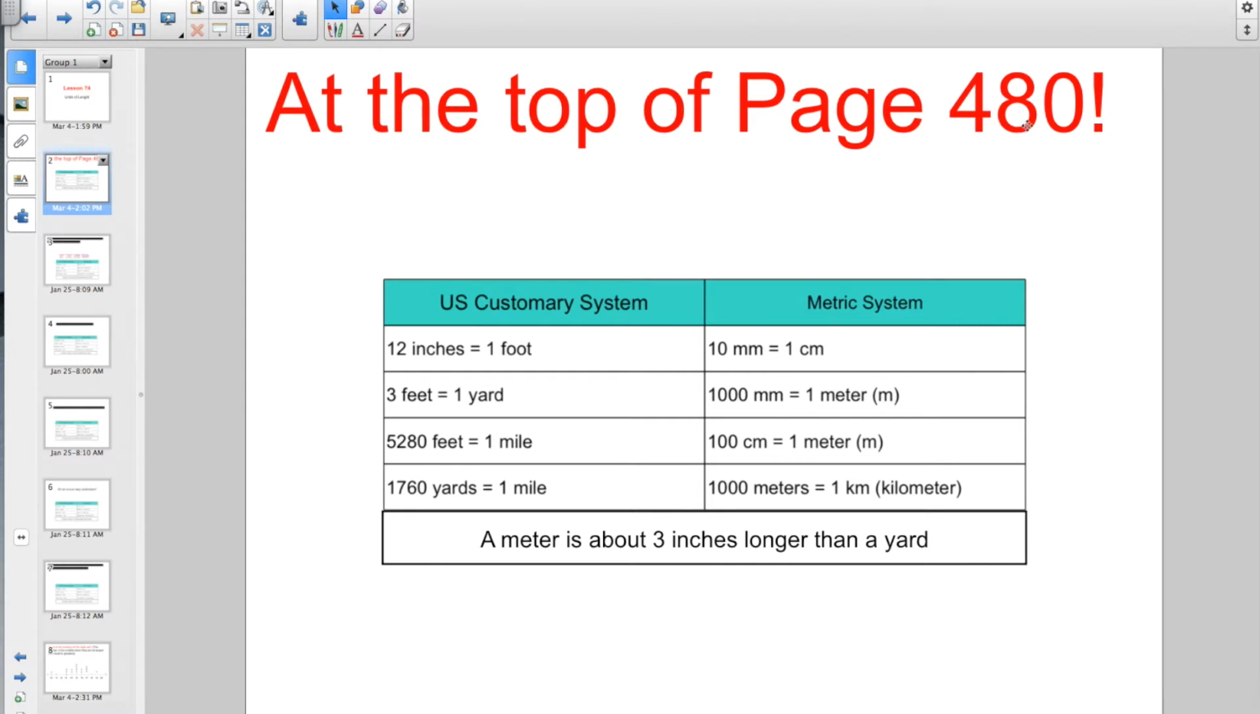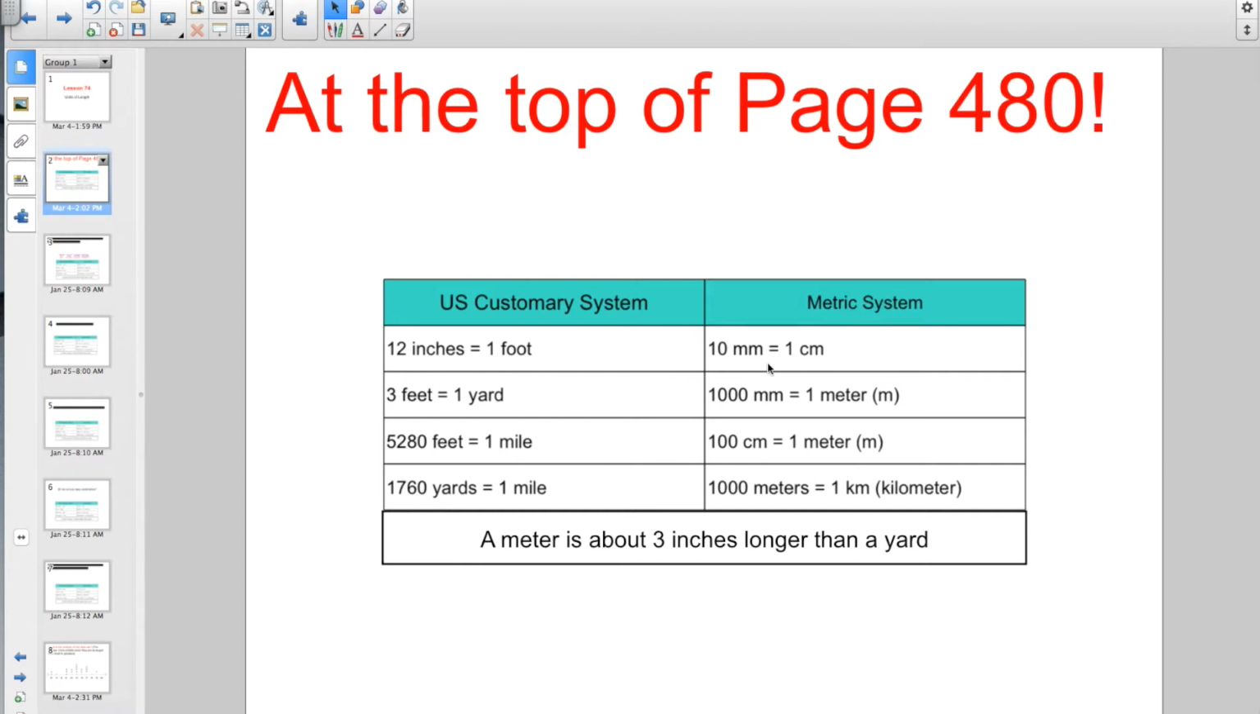At the top of page 480, they give you a handy dandy little chart that should solve most of your problems. You will be turning back to this page a lot from here on out until you get these numbers memorized. In the US customary system, that's what we use in America, you have 12 inches equaling a foot. Most fifth graders know that. 3 feet equal 1 yard. Where it gets a little bit trickier, 5,280 feet equal a mile, and 1,760 yards also equal a mile.